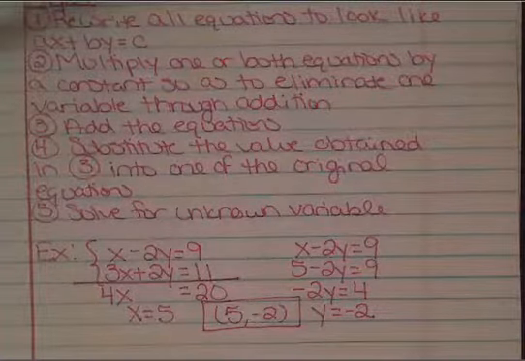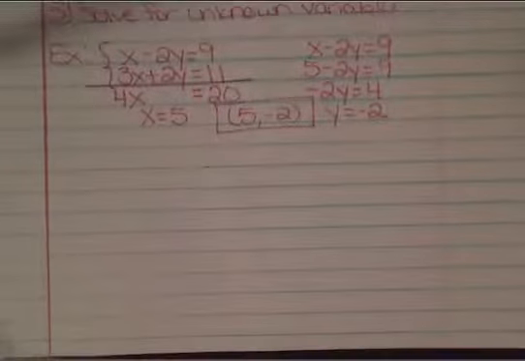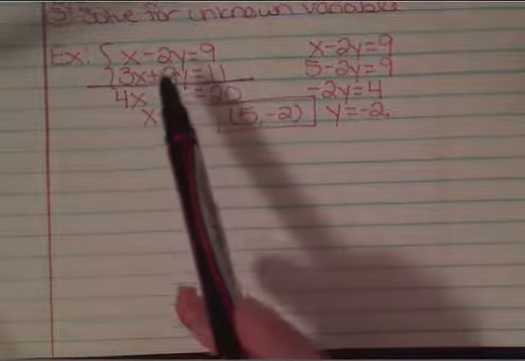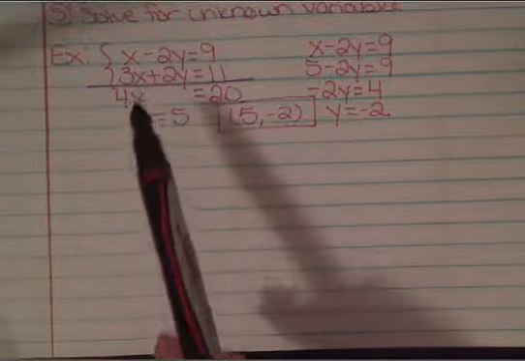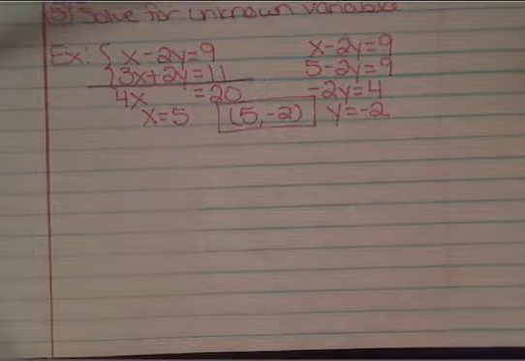Let's do another example. That one is obviously the easiest type of problem you're going to have because it was already written in the way it was supposed to be, and you could automatically just add and one of your variables disappeared. And that's what you want to happen. So let's do one that's slightly harder.